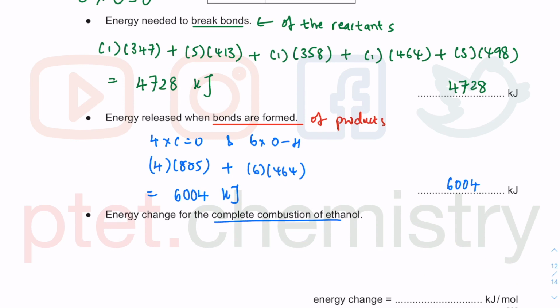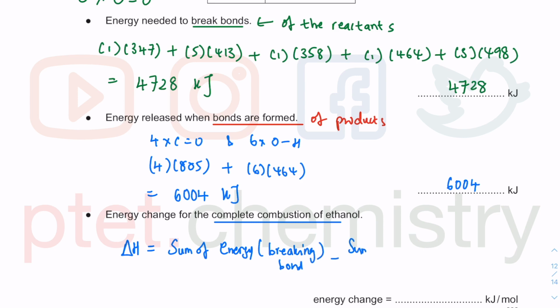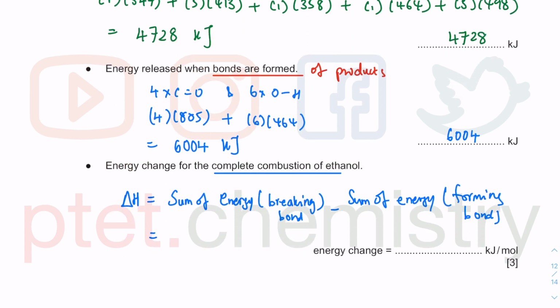Now energy change for the complete combustion, so we know enthalpy change is to do with the sum of energy for breaking bonds minus the sum of energy for forming bonds. So breaking bonds 4728 kilojoules minus 6004 kilojoules. Actually, that one is the energy difference. And 4728 minus 6004, my calculator gave me minus 1276 kilojoules.